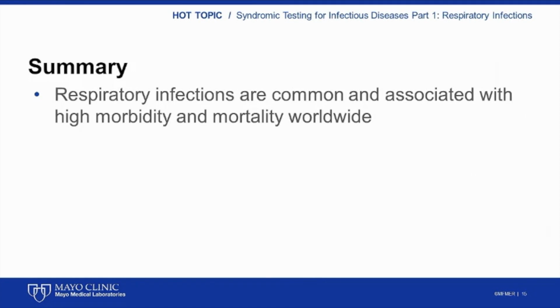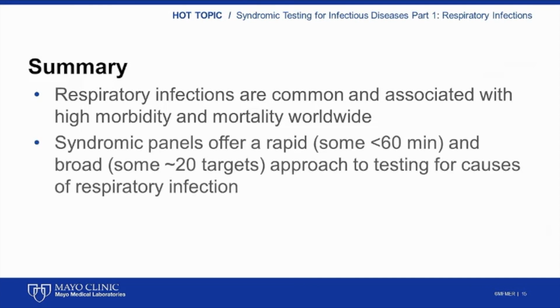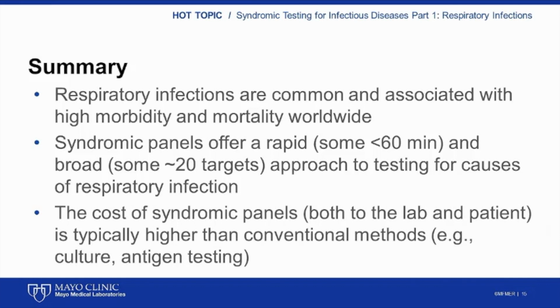In summary, respiratory infections are extremely common and can be associated with high morbidity and mortality. Over the past 5 to 7 years, syndromic panels have become commercially available, and these assays offer a rapid and broad approach to testing for causes of respiratory infection. It's important to keep in mind that the cost of syndromic panels is typically higher than conventional methods, but their use may impact downstream costs associated with patient management.